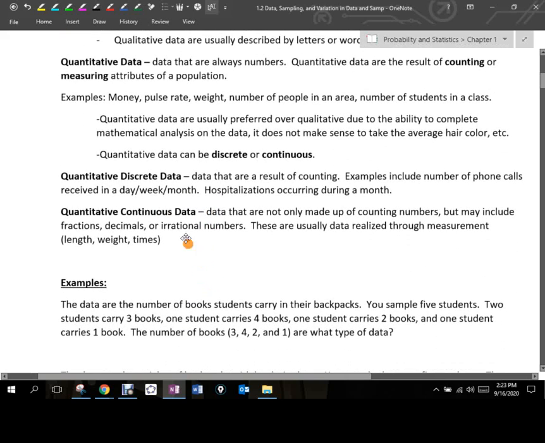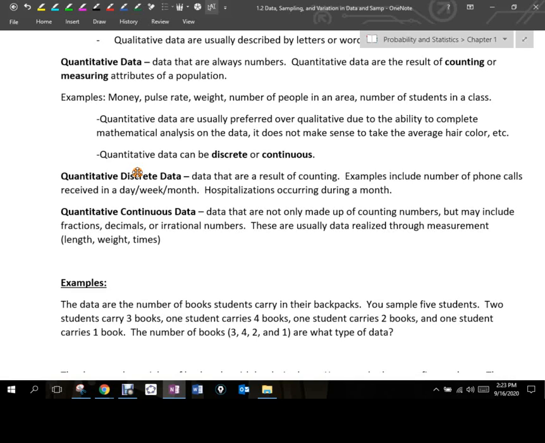Let's go through quantitative, discrete data. It says data that are a result of counting. Examples include number of phone calls received in a day, week, month, hospitalizations occurring during a month, those types of things. With the coronavirus, the information we're getting from the CDC and from health departments, those numbers are all discrete. Half a person can't go to the hospital, right? Half a person can't get infected. So we're getting quantitative, discrete data there.